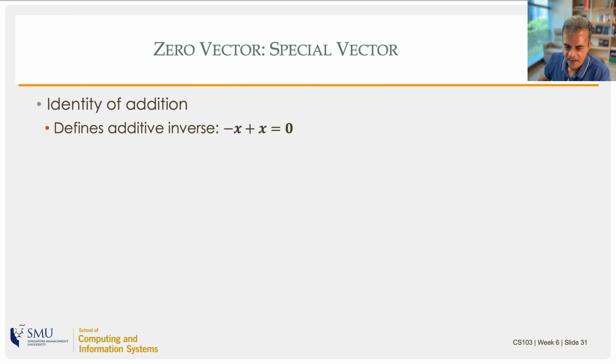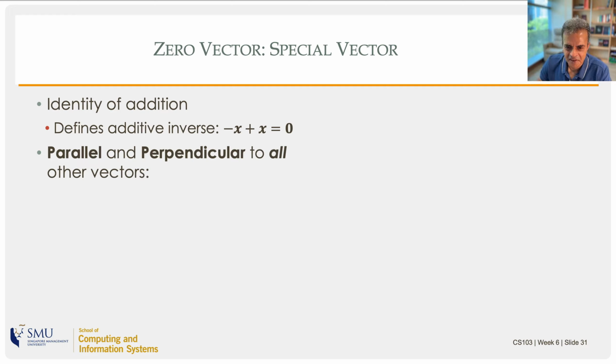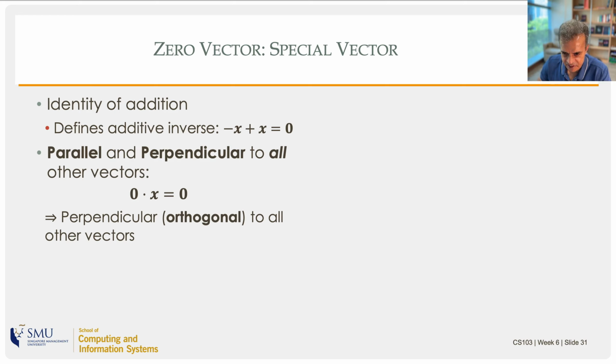So it defines the additive inverse by saying that for any vector, we take the negative of the vector and add it to the original vector, you get 0. 0 as a vector is parallel and perpendicular to all other vectors. Why is it perpendicular to all other vectors? Because take any vector, dot product it with 0, you get 0 as a scalar, so it is perpendicular or orthogonal to all other vectors.